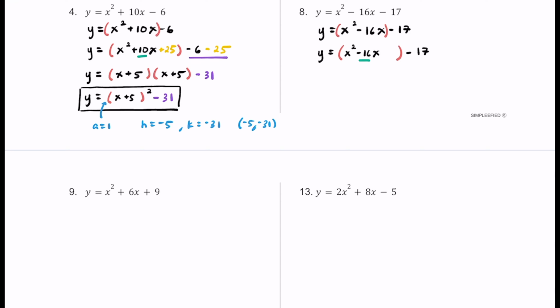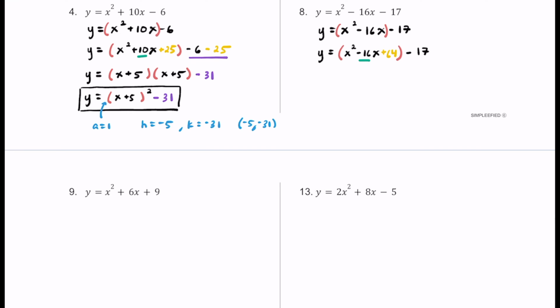Then take a look at our b value of negative 16. So I'm going to go ahead and take this negative 16. Again, if you can do this in your head, wonderful. But let's take half of it and square it. Half of negative 16 is negative 8. Negative 8 times negative 8 will be positive 64. Okay, so that's the value that's going to complete the square.